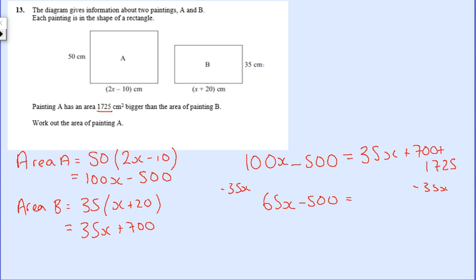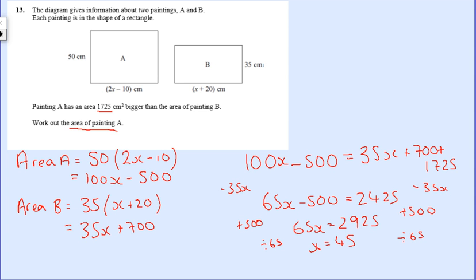equals, and then I've just tidied up this side a bit, so 2,425. Add 500 to both sides, gives you 65x is equal to 2,925. Dividing by 65 to get what x is, and that gives you that x is 45. And then you just need to reread the question, because we're specifically asked to work out the area of painting A, not just what x is.